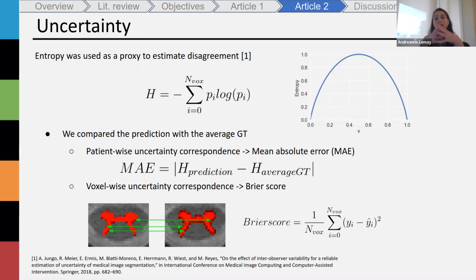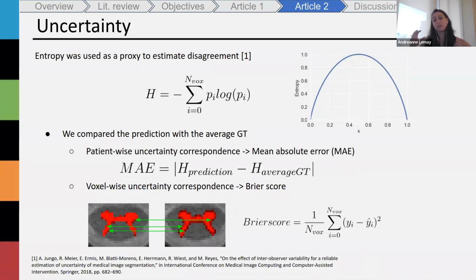We compare the prediction with the average ground truth. In the average ground truth, we have some information about the inter-rater disagreement. So what we would hope here is that the uncertainty from our prediction would match the uncertainty generated from the inter-rater disagreement. First of all, we looked at the patient-wise uncertainty correspondence. We wanted to see if the entropy from the prediction would match the entropy of our average ground truth. To do that, we use the mean absolute error, and we sum that over all of the images that we had. And here we would hope to have a value near 0 because we were hoping that these values would match closely.